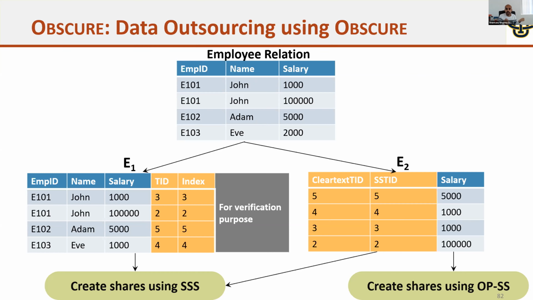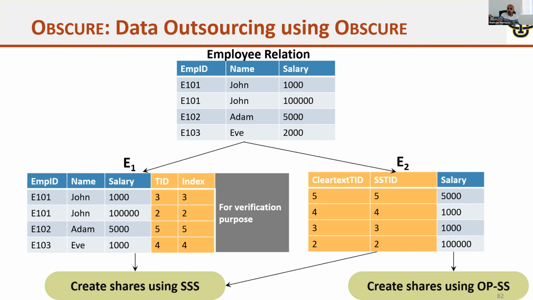So I cannot join these two tables. In order to do this, I use the same index value in E2 also. See the first row, 5,000. This value is also in the third row in E1, E102, Adam, 5000. So the TID value and index value are the same, just like the first row of the E2 row.